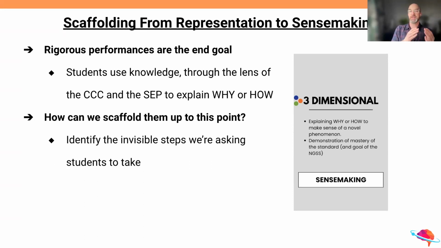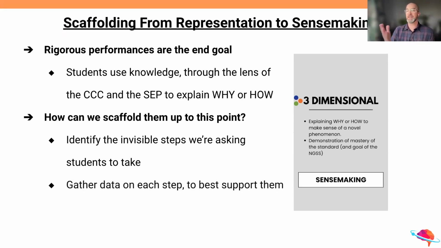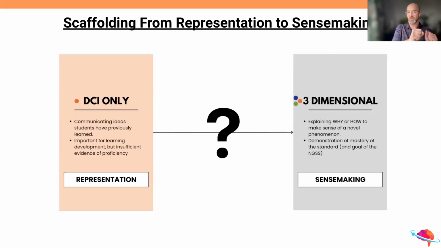And so how might we scaffold them up to this point? Well, one of the things we can do is identify the invisible steps that we're asking students to take. So where are they using different parts of the standard, different parts of the knowledge and skills, or these lenses? And then we can also gather data on each of those steps to best support kiddos. So to bring them from, again, this DCI-only understanding, I know what natural selection is, to that three-dimensional sense making. I can now take all of those concepts and apply them to something novel.